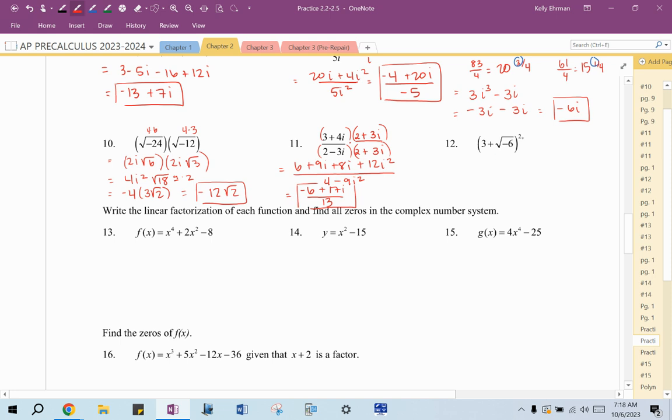For number 12, I want to square the binomial, but before I can do that, I need to rewrite the radical. So this is 3 plus i radical 6. When we square that binomial, you get 3 times 3 is 9. You're going to get plus 3i radical 6 plus another 3i radical 6. That's plus 6i radical 6. Plus i squared times radical 6 times radical 6. 9 minus 6 is 3. There's nothing to simplify on 6i radical 6.